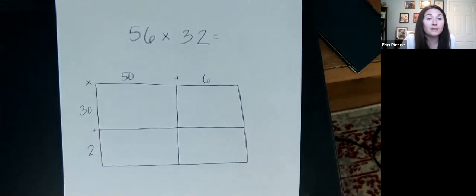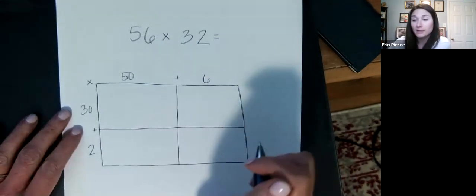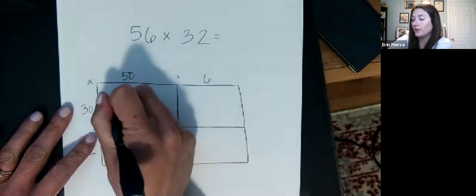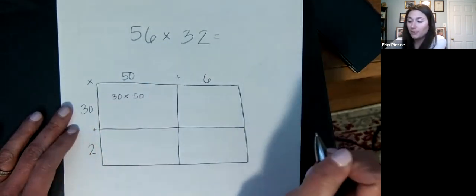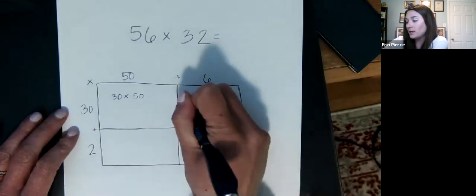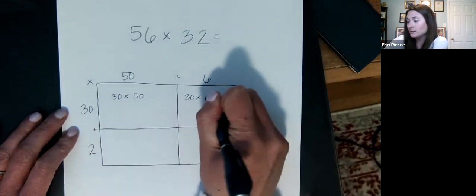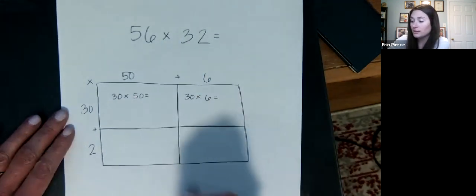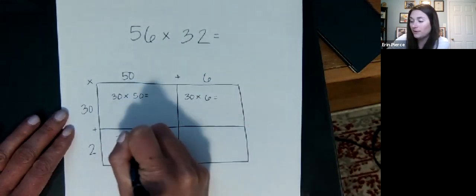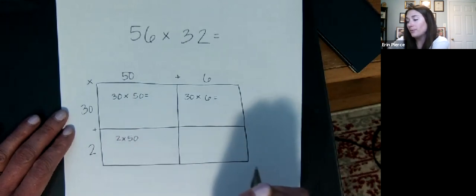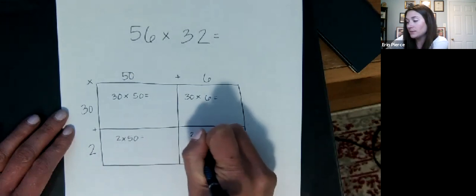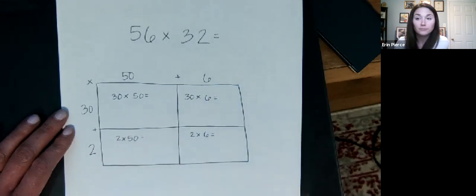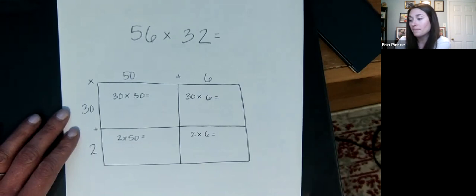And on the inside of the boxes, I do like to label what I'm multiplying, even maybe before I start solving. So my first box, I'm going to be doing 30 times 50. My second box is 30 times 6. My third box is 2 times 50. My fourth box is 2 times 6. And I get all of that labeled.